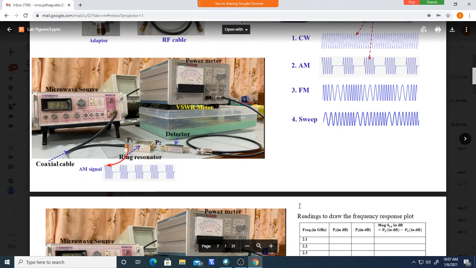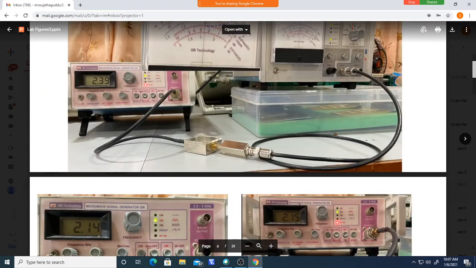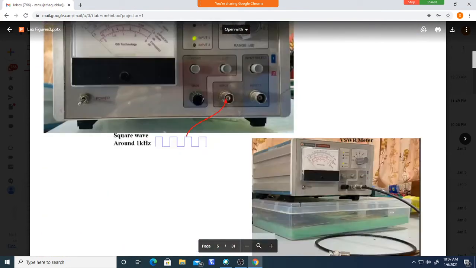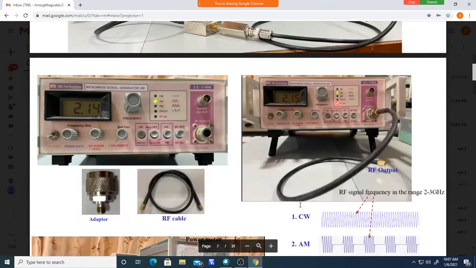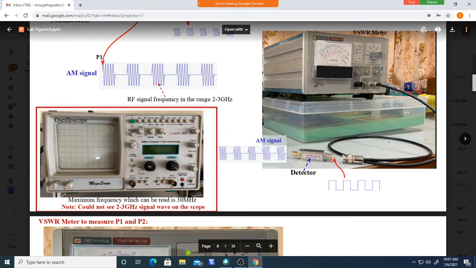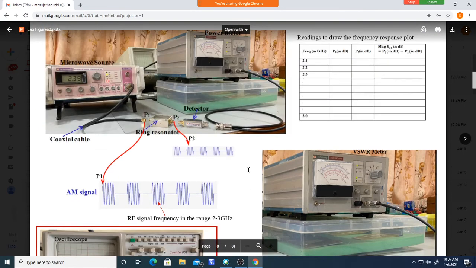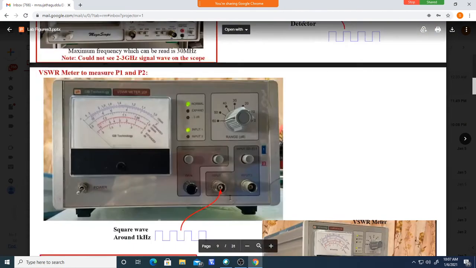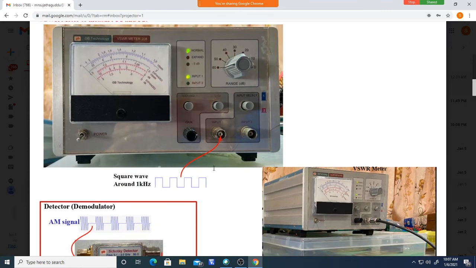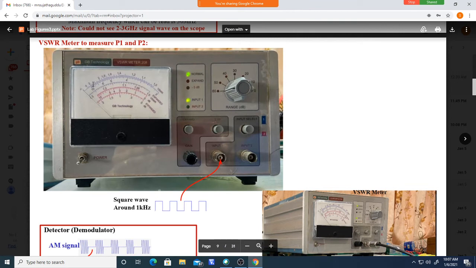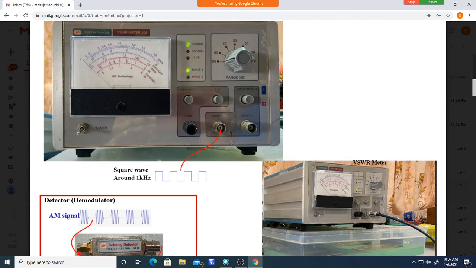You should connect the detector. See, like this, you send it through the detector, and we will be getting a waveform like this, which you feed to the one here. Then we will be measuring how much power we have. You can read the power here, how much power is there, from this equipment. Okay, you got it now.